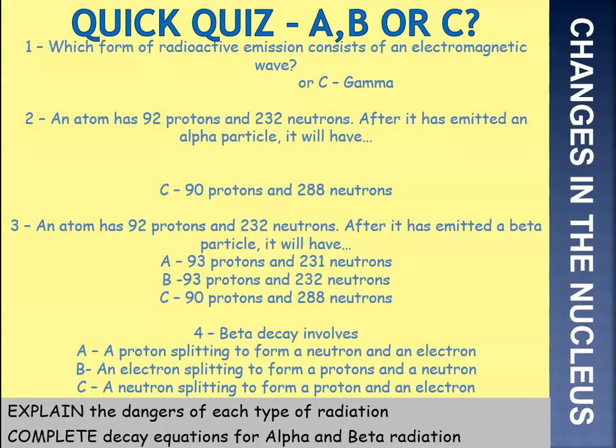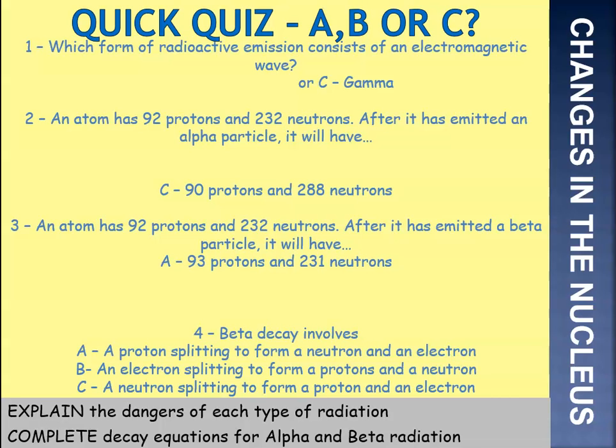Question 3. An atom has got 92 protons, 232 neutrons. After it's emitted a beta particle, what will it have? Will it have 93 protons and 231 neutrons, 93 protons and 232 neutrons, or 90 protons and 288 neutrons? Again, beta radiation means the mass remains the same, but the proton number goes up by 1. So that would be A. 93 protons, 231 neutrons. Neutron number's gone down by 1, protons up by 1.